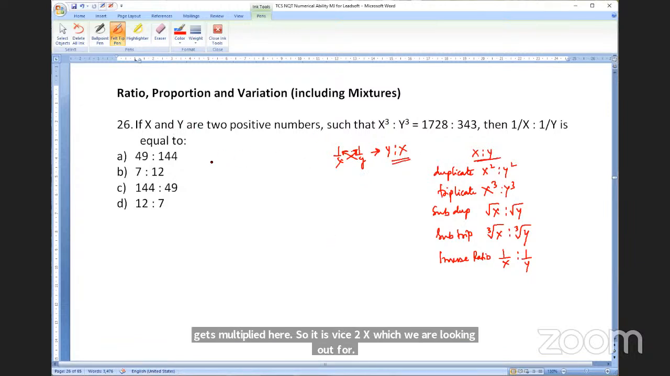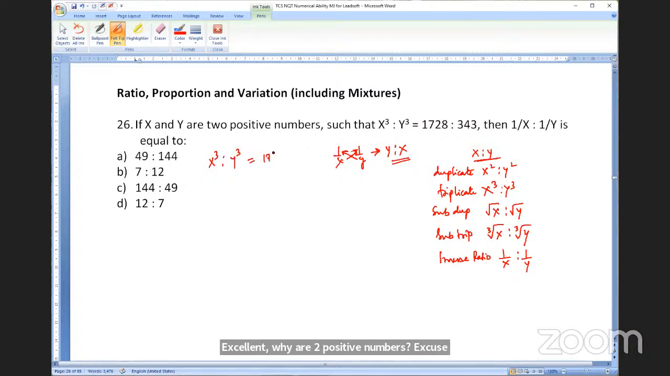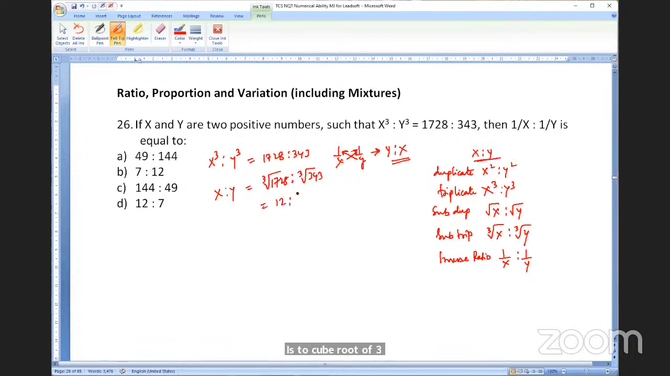X and Y are two positive numbers. X cube is to Y cube is 1728 is to 343. To find X is to Y, we need subtriplicate ratio. X is to Y will be cube root of 1728 is to cube root of 343. That would be 12 is to 7.